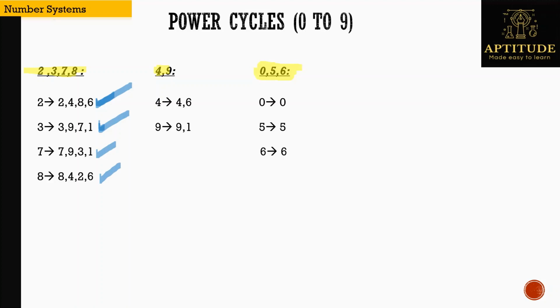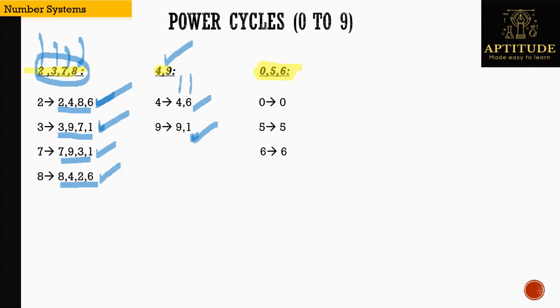So for all these four values, the power cycle will have four values in it. For the power cycles of 2, 3, 7, 8, we'll have four values in the power cycle. That's why I have written this as a separate case. Now, power cycle of 4 and 9. Observe that the power cycles of 4 and 9 have only two digits. So 4 power anything always ends with either 4 or 6. 9 power anything always ends with 9 or 1.